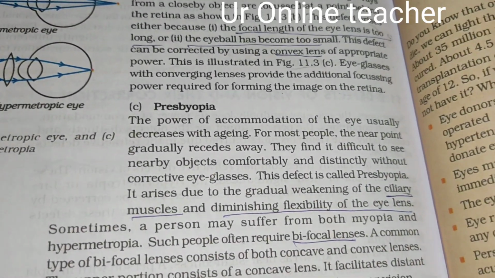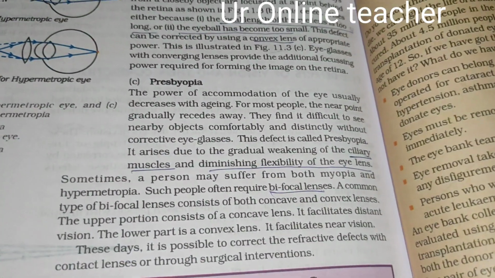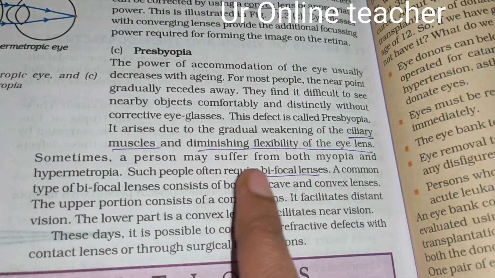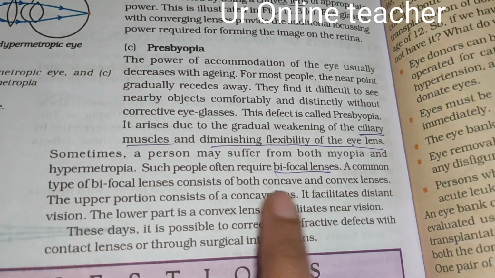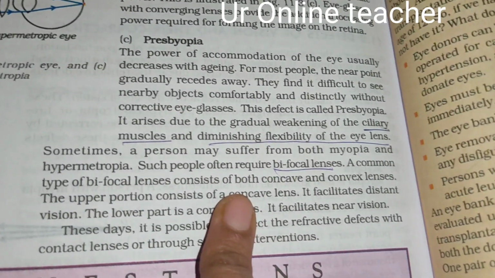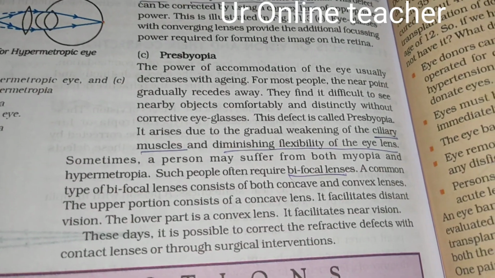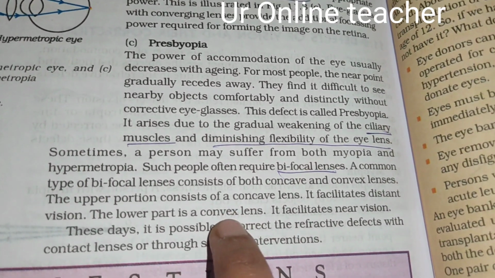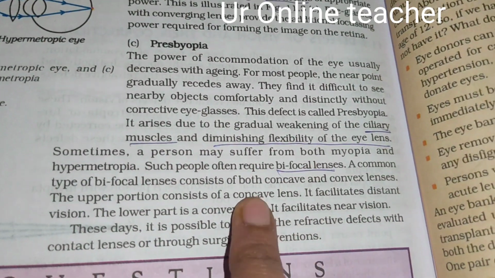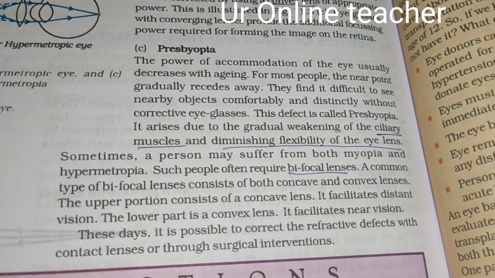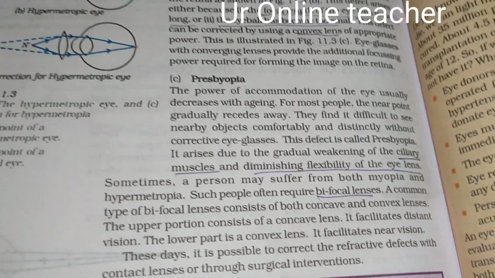Even a person may suffer both myopia and hypermetropia. He cannot see far, and he cannot see near. Such people require bifocal lenses, meaning both concave and convex lenses combined. The upper part will have a concave lens and the lower part a convex lens, so it will facilitate near vision. While reading, they will use the convex lens, and while seeing distant objects, they will use the concave lens. It is possible to correct the refractive defects with contact lenses or through surgeries.